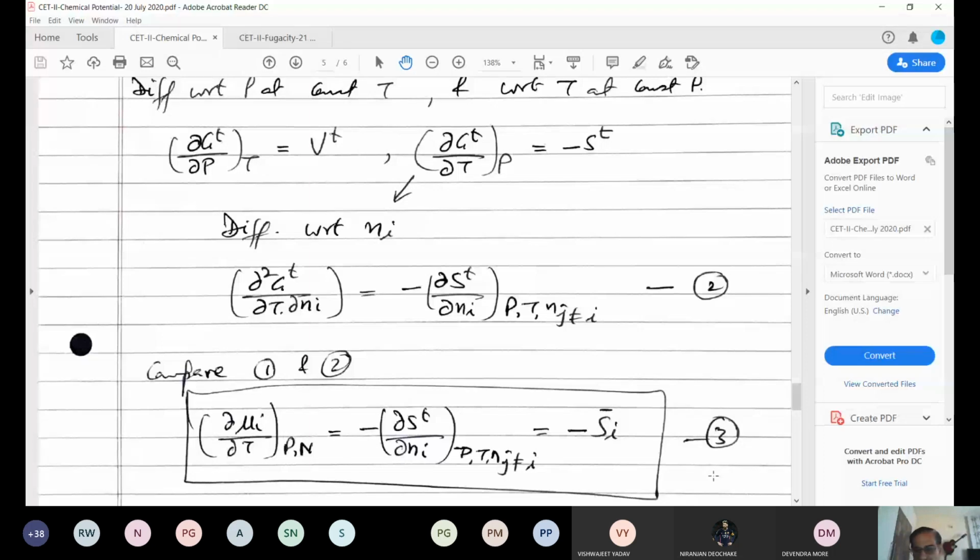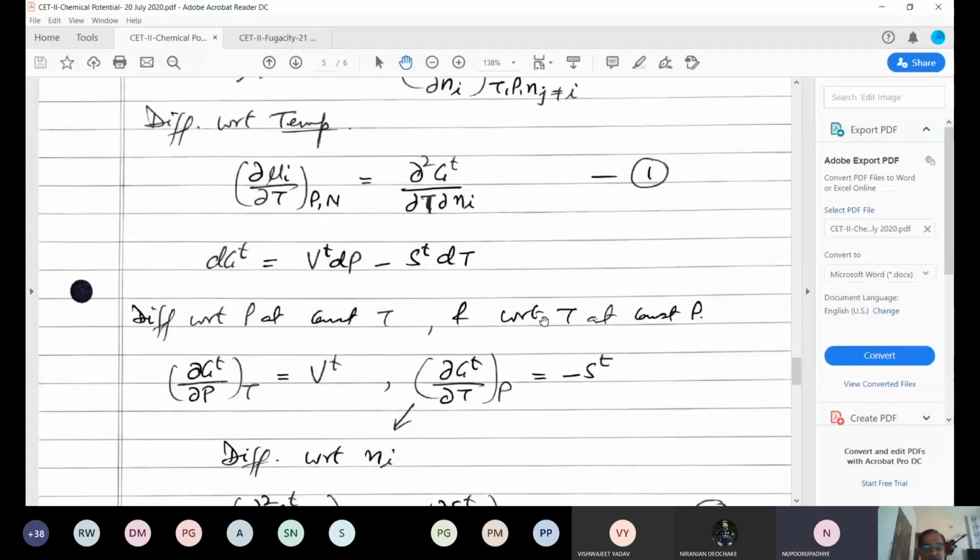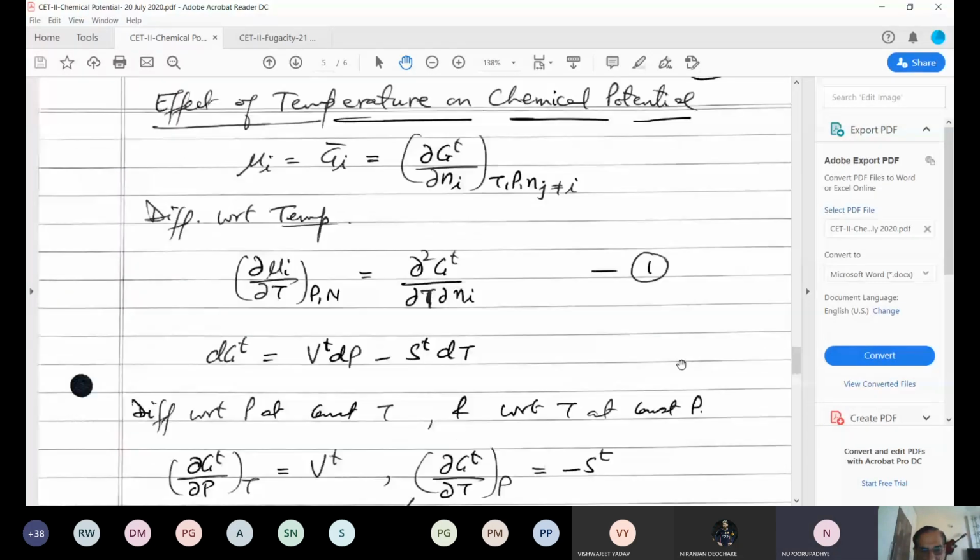Any questions on equation 3? So could you please repeat? Repeat, okay. So from dGT onwards.